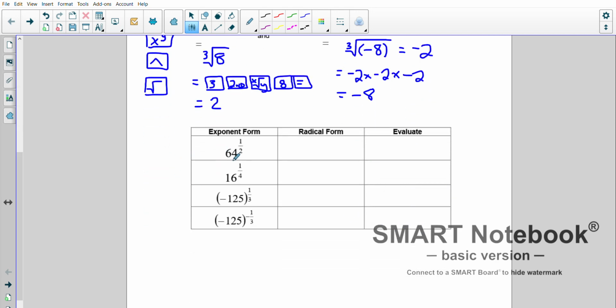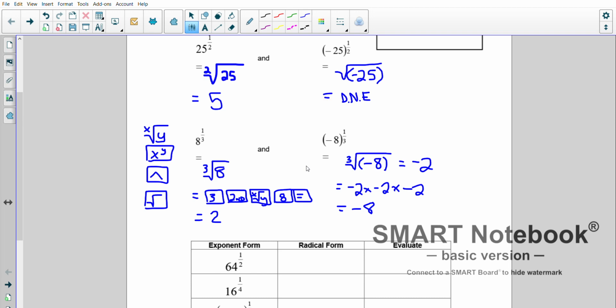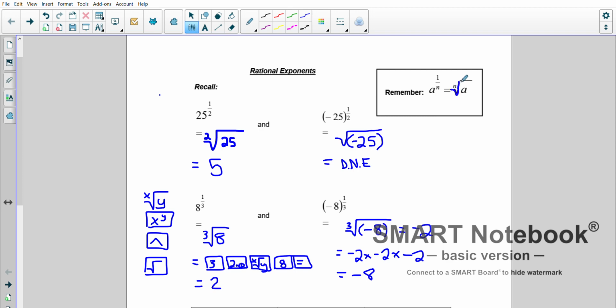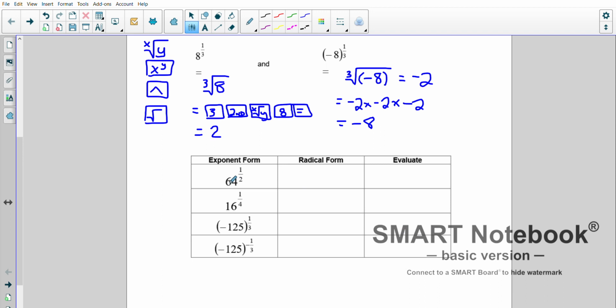Okay, so this is exponent form because it's written with a base with an exponent. This is radical form, when it's written with the radical. As you recall, we did radicals. So if I want to do 64 to the power of 1/2 in radical form, that equals the square root of 64, which evaluates to 8. The 4th root of 16, I'm going to use my calculator, that's going to be 2. The cubed root of negative 125 is going to be negative 5.